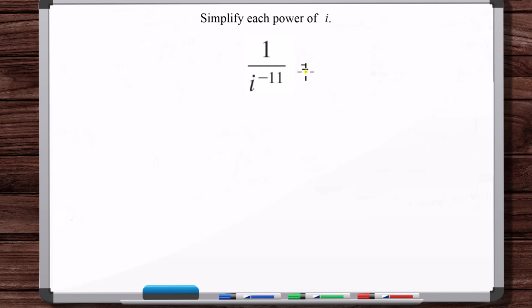Okay. This one is just i to the 11th. So you have i to the 8th times i cubed. i to the 8th is 1, and i cubed is negative i. Next, i to the 26th. We know that 6 times 4 is 24, so times i squared. The i to the 24th is 1, so we have i squared, which is negative 1.